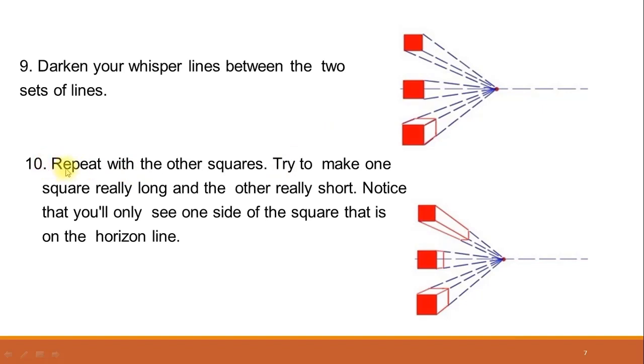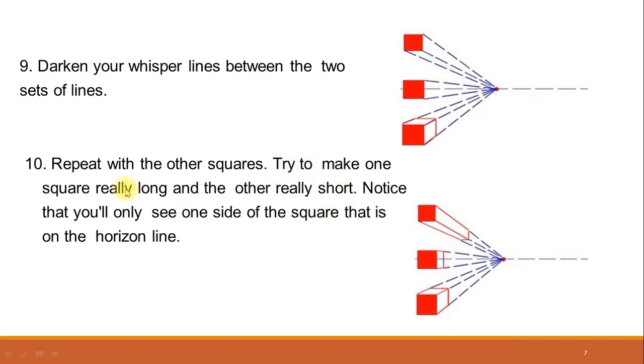And at step number 10, repeat with the other square. Repeating with the other square means drawing a line to touch these two orthogonal lines and also these two orthogonal lines. Similarly, touch these orthogonal lines.